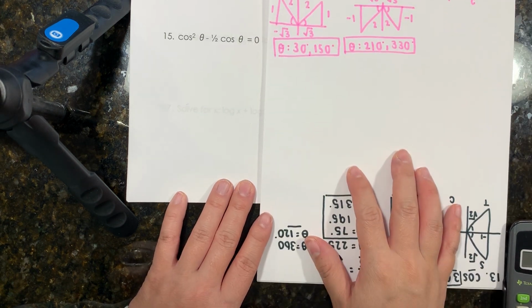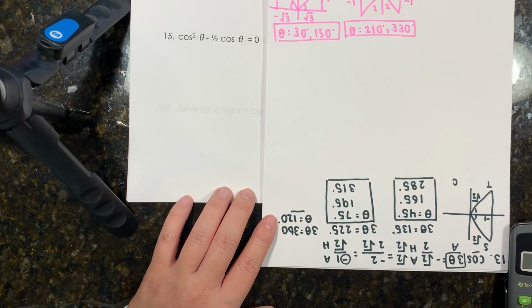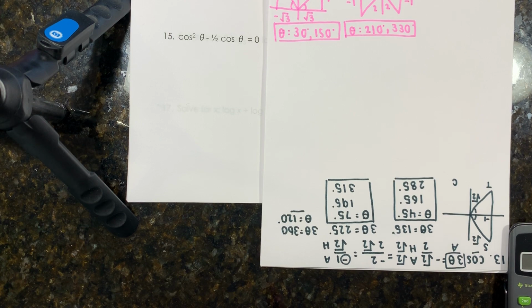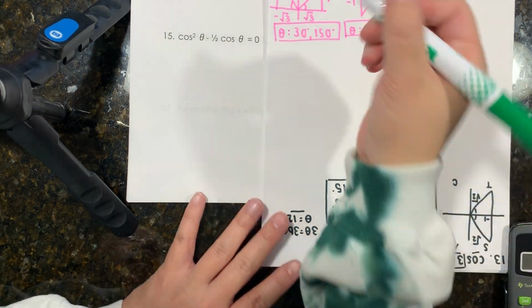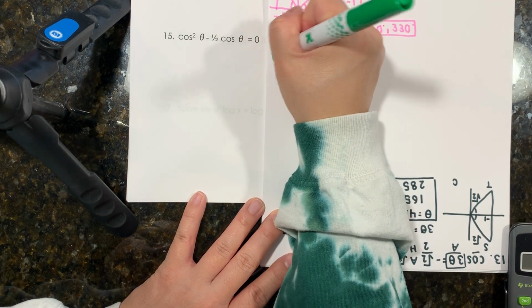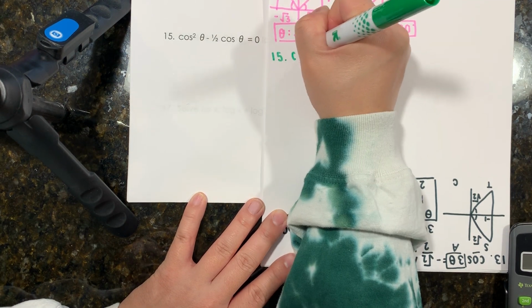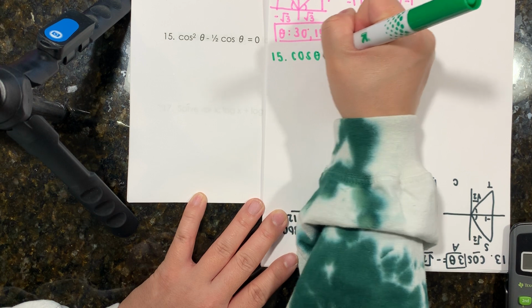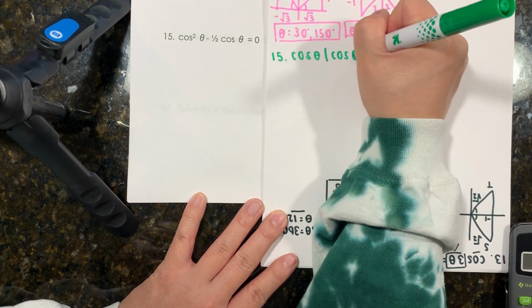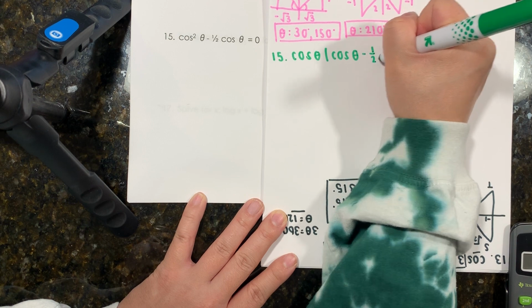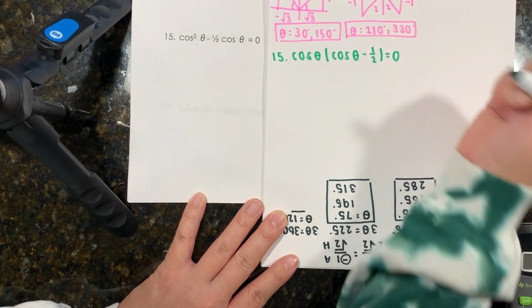So now moving on to number 15. So for number 15, I noticed that in both of these terms, cosine squared theta and then cosine theta, I can factor out a cosine theta. So for number 15, I'm going to factor out a cosine theta. That would leave me with a cosine theta in the first term and a minus 1/2 in the second term.